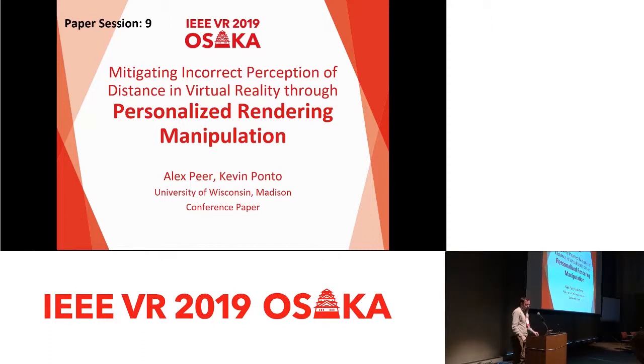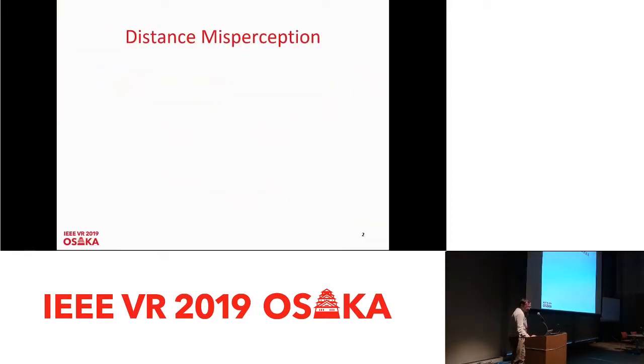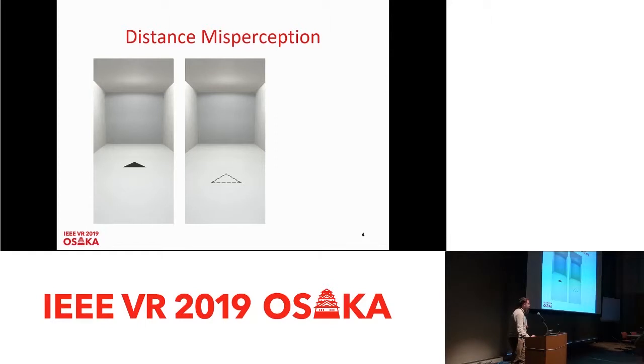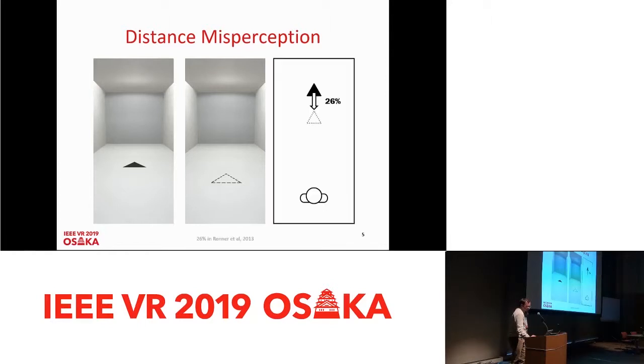In this work, we attempt to personalize rendering to mitigate distance misperception in virtual reality. It's well established that distances can be misperceived when viewing virtual environments. In a head-mounted display, you would expect things to seem too close. When experiencing this effect, if you were to view a target in a virtual scene, you would perceive it to be at a different distance than intended, on average, closer by 26%. Back in 2016, we thought, hey, if things are too close, let's push them forward so that too close is now in the right place.